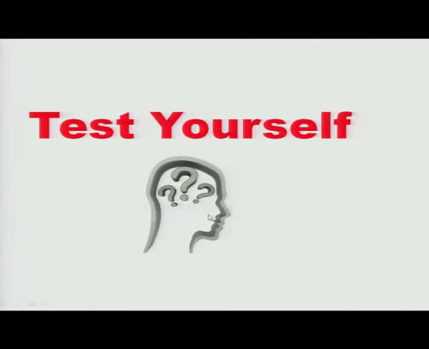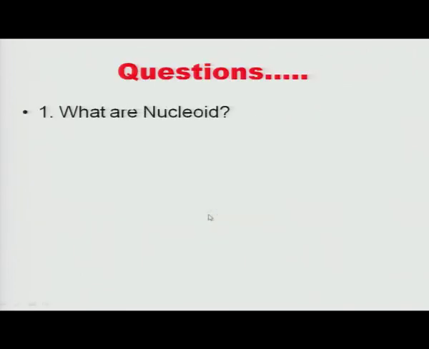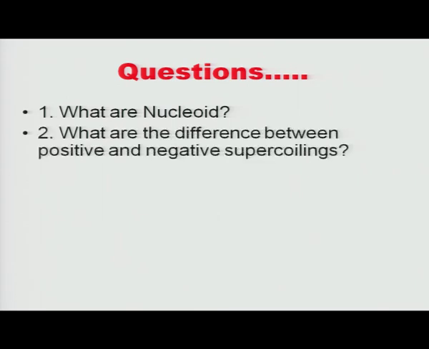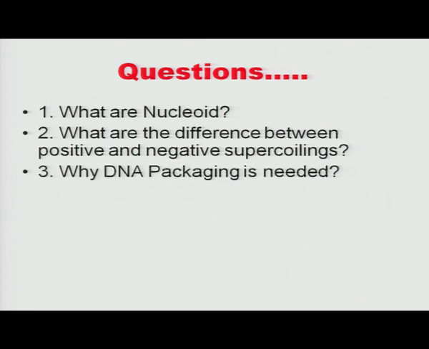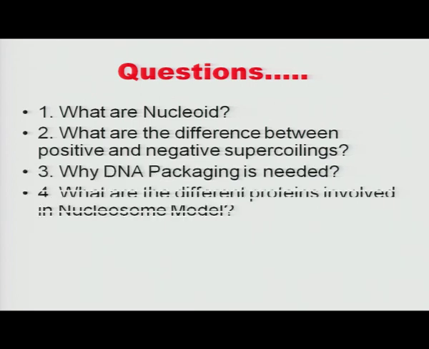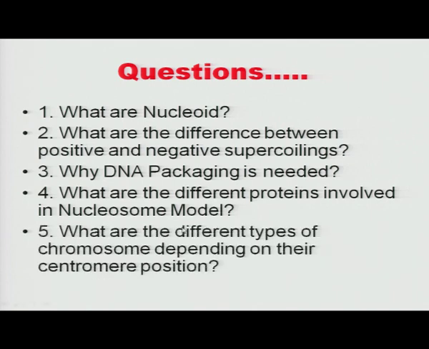Now you need to test yourself, answer all these questions. What are nucleoids? What are the differences between positive and negative supercoilings? Why is DNA packaging needed? What are the different proteins involved in the nucleosome model? And what are the different types of chromosome depending on the centromere position?